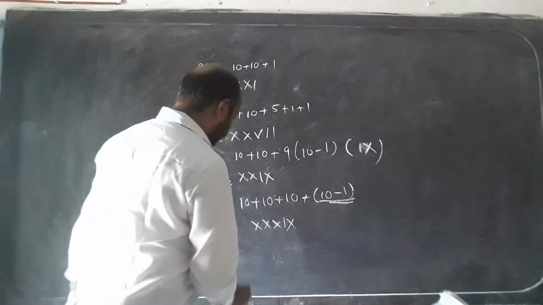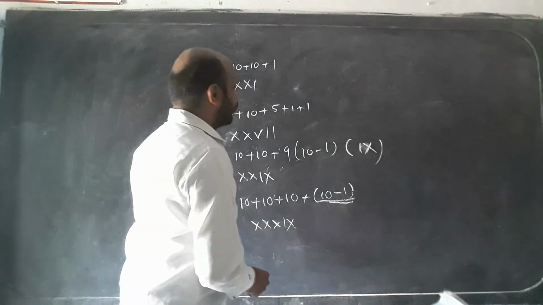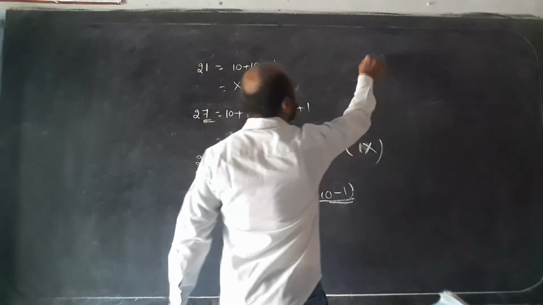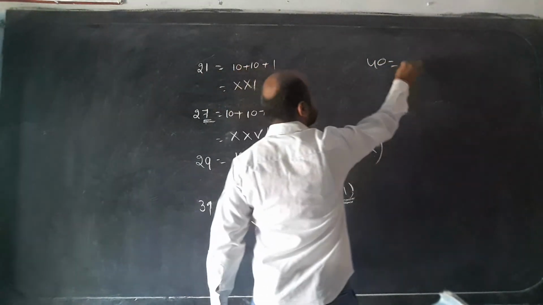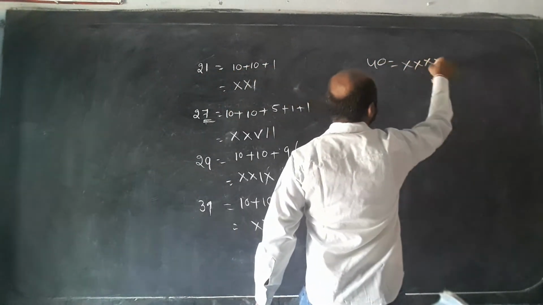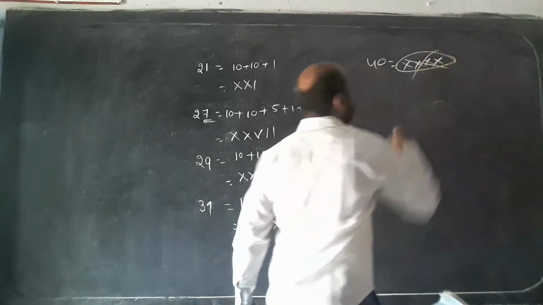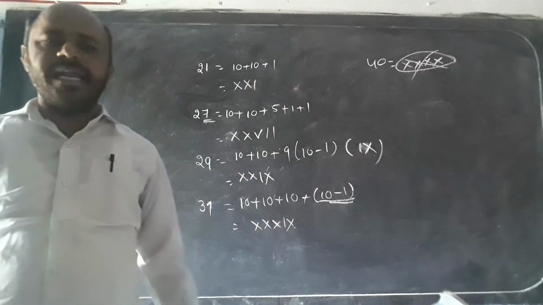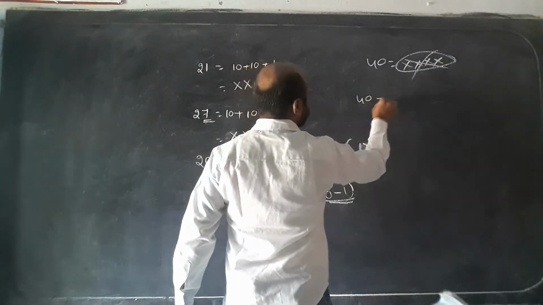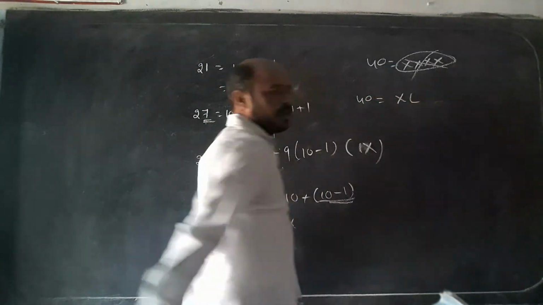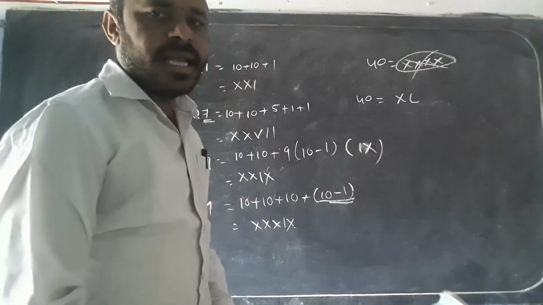Then how to write 40? We won't write XXXX, because that has X 4 times, more than 3 times. That is wrong. As I told you, 40 becomes XL.